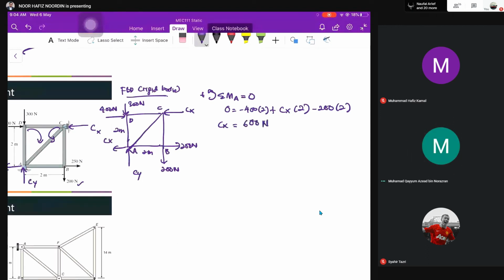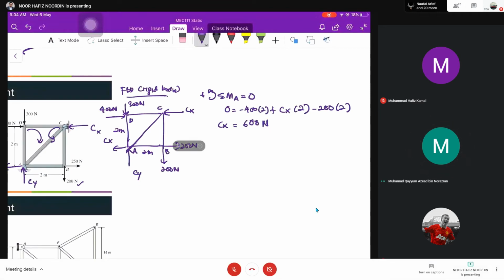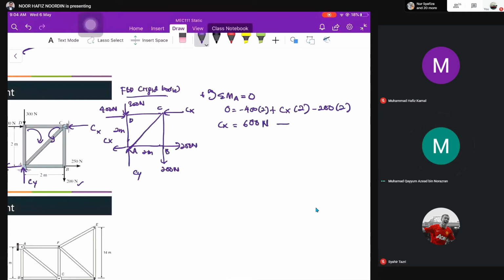So the value of CX is 600 Newton. And we get a positive value, which means our assumption that CX points to the left is correct. That is CX. Okay, so far? And then we solve for Fx equal to 0.